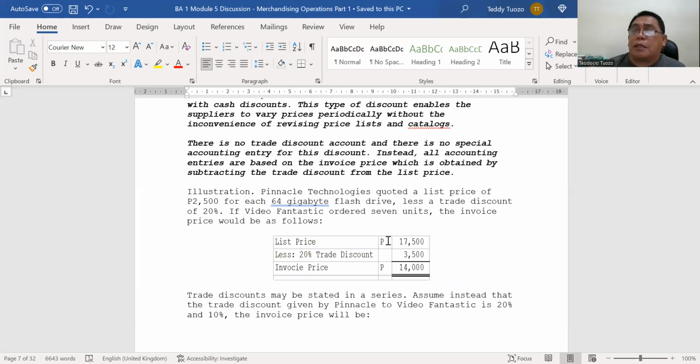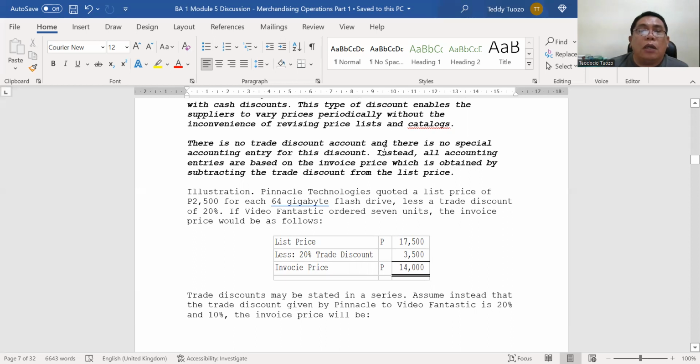Usually a trade discount is a big amount, a big rate of discount, just to encourage sales, volume sales. Then after the trade discount, that is now what we call the invoice price. What you receive is the 14,000. That is your liability. If this is on credit, then your liability is not the 17,500, but only the 14,000. Always take note that trade discount is always deducted first from the list price before an invoice price is determined.